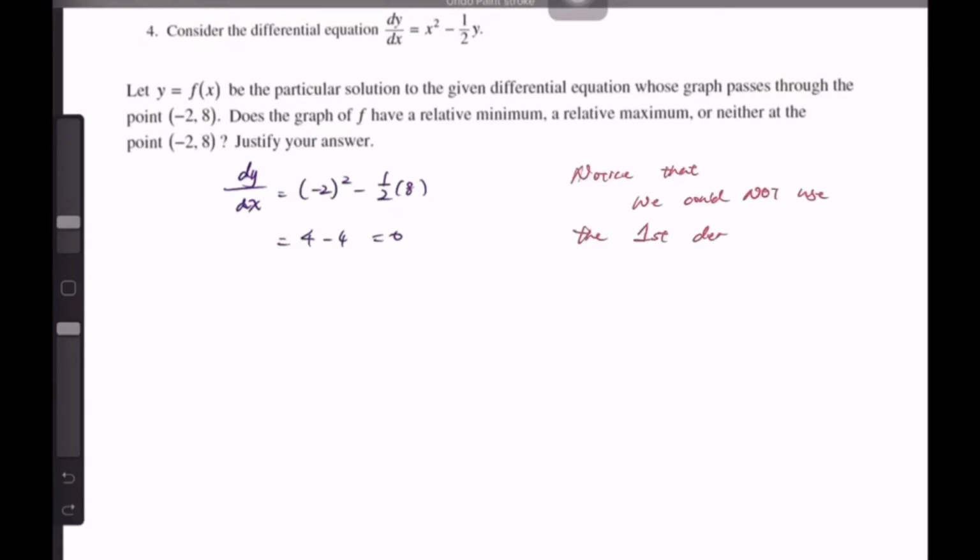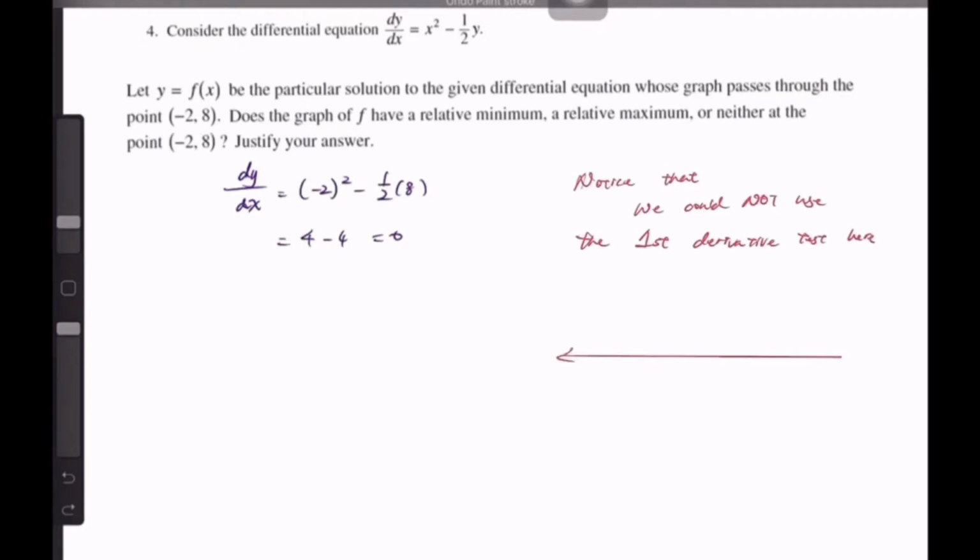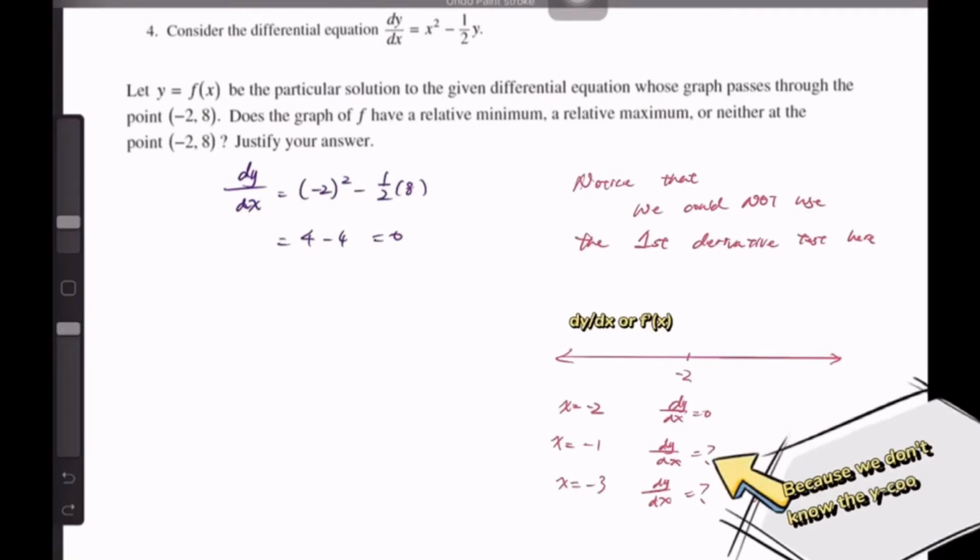Notice that we could not use the first derivative test here. When we try to draw the number line of f prime of x, in order to find where the graph of f prime of x changes sign, we could only figure out the value of dy/dx at the point (-2, 8). We could not figure out the value of dy/dx at any other point. That is because we don't know the y-coordinate of any other point.